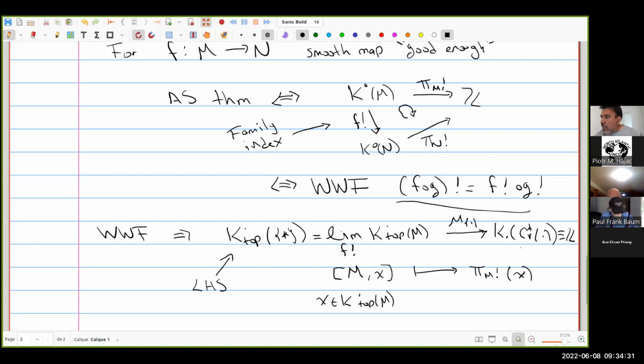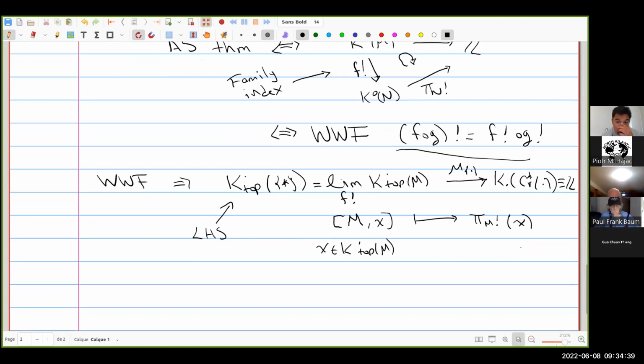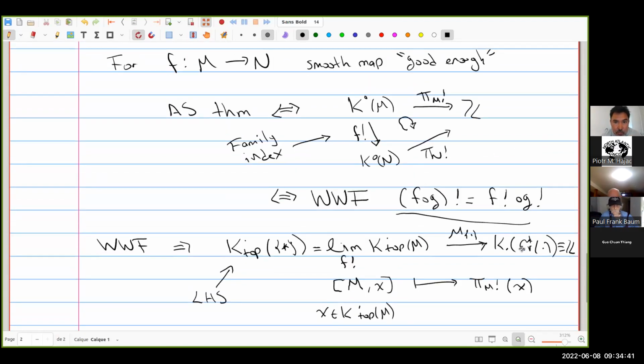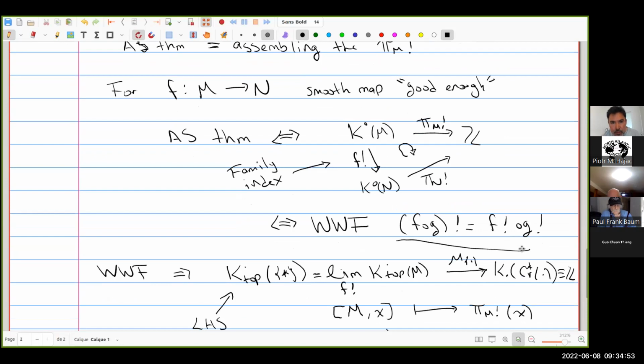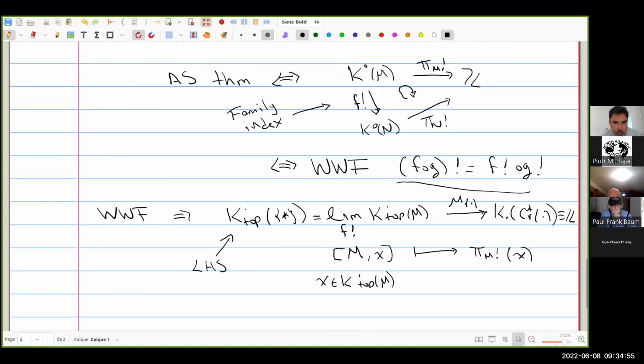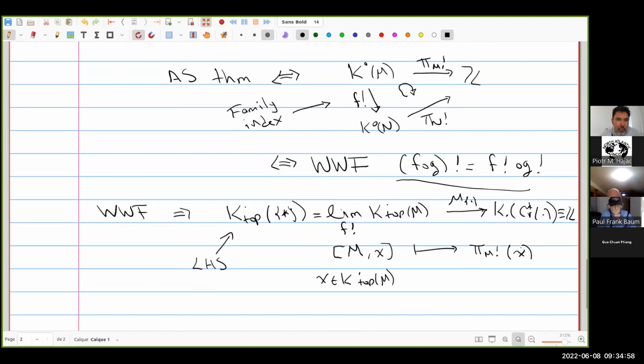So this is the left-hand side, and to get to the general case, I will tell you how to define these strict maps. Because up to now I told you that if you have these strict maps that give somehow the family indices of Atiyah-Singer, and if you show that they are functorial, then you get these groups that are assembled by the strict map. Of course, you need the functoriality to do this.